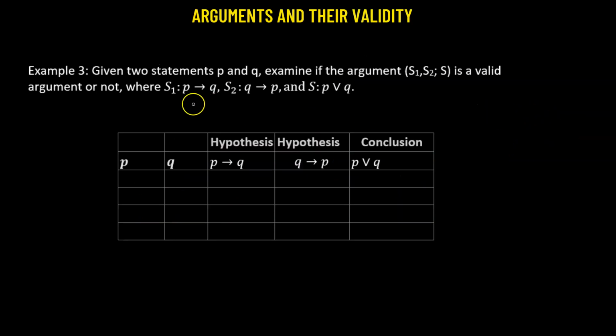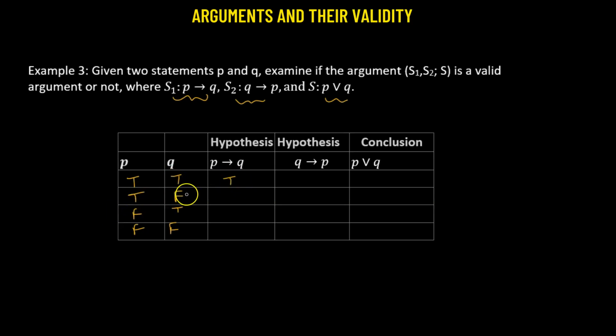Problem number 3. So here we have two hypotheses. It's a conditional statement for both S1 and S2, and the conclusion is the disjunction P or Q. Let's begin by listing out the truth values of P and Q. So we start with the first hypothesis, S1, which is the conditional statement if P, then Q. So if P is true, then Q is true. So this is going to give us a true truth value.